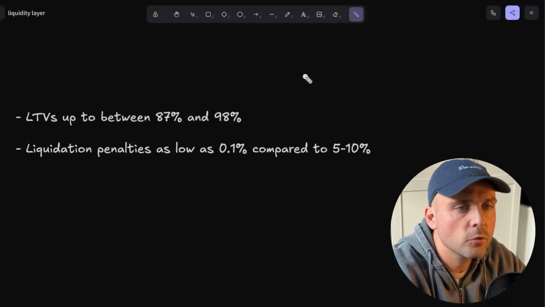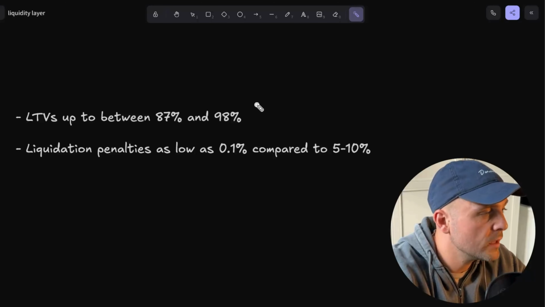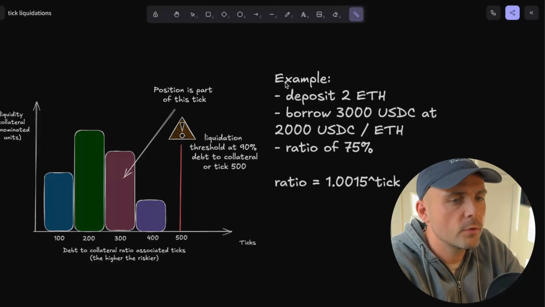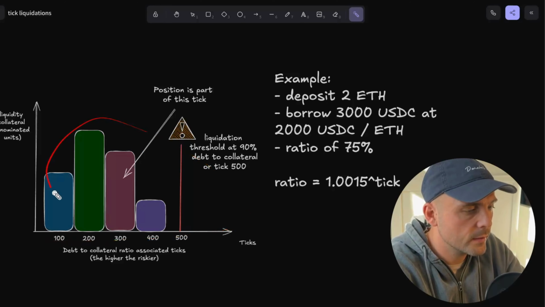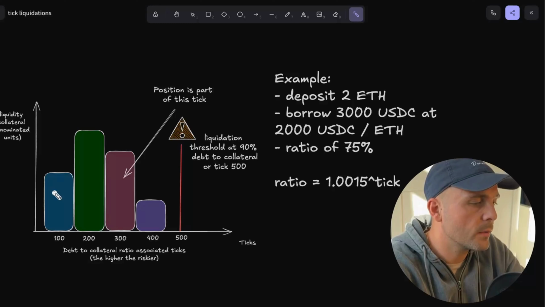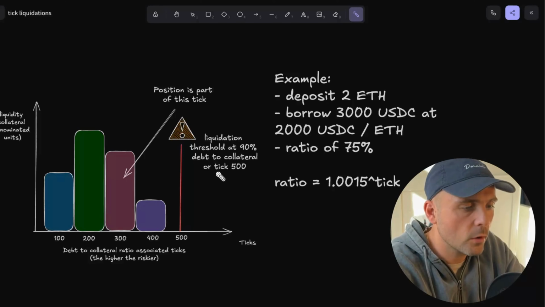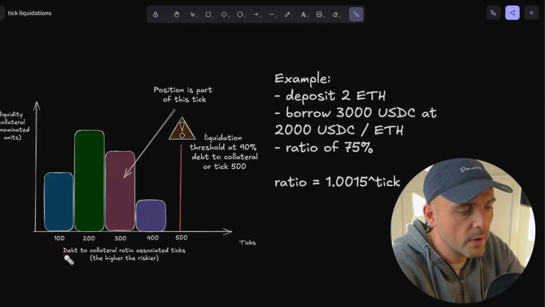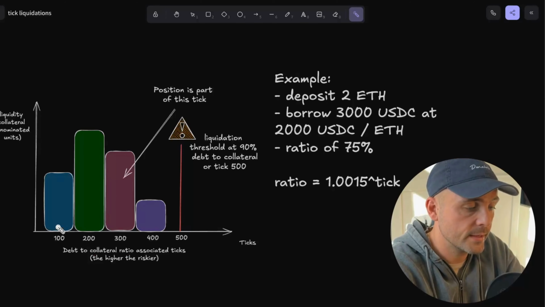Right, so this may sound too good to be true, so let's actually look into the innovation that makes all of this possible. Let's dive into this liquidation engine. As you can already guess, the liquidation engine is very much inspired by Uniswap's V3 tick system. And if you watch this video, you're probably familiar with how Uniswap V3 breaks down price ranges into discrete ticks. Well, Fluid doesn't break down price ranges into ticks, but it breaks down debt to collateral ratios into ticks. So each tick here represents a given debt to collateral ratio to which positions get assigned.